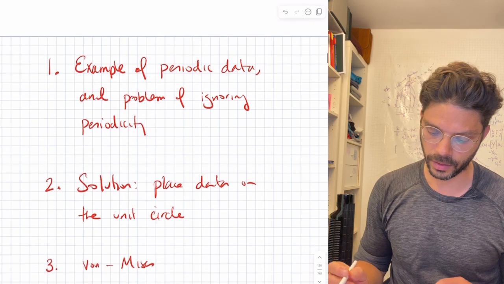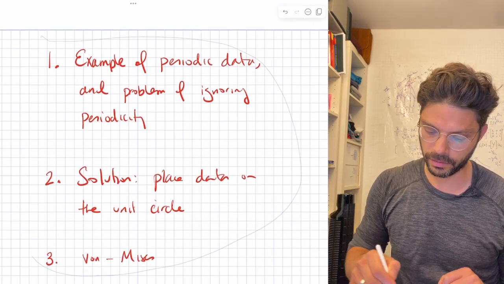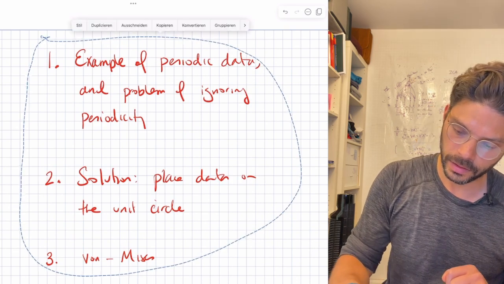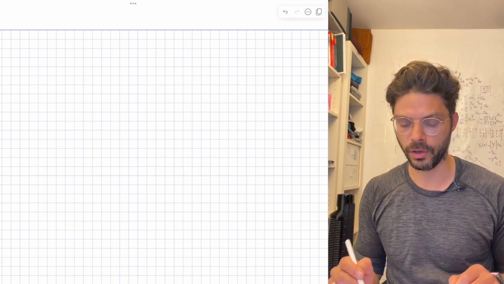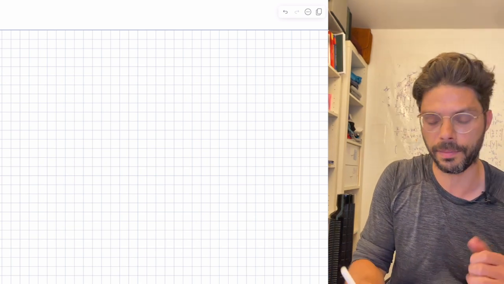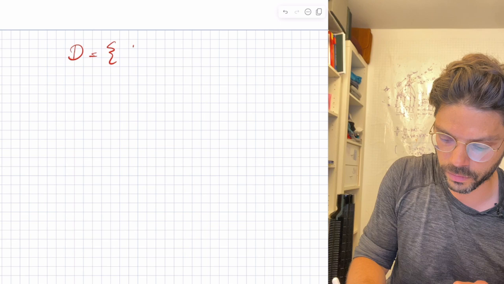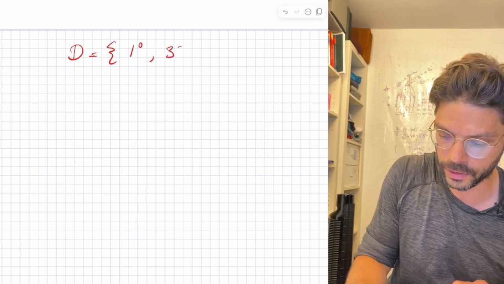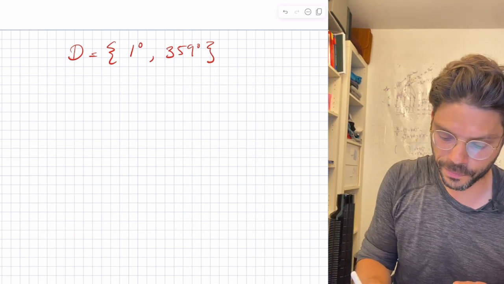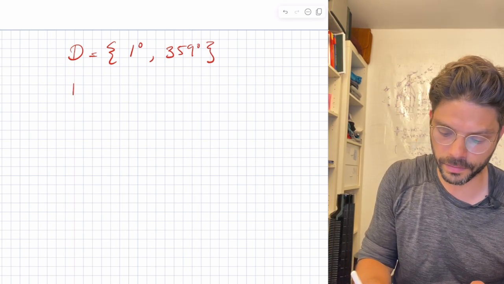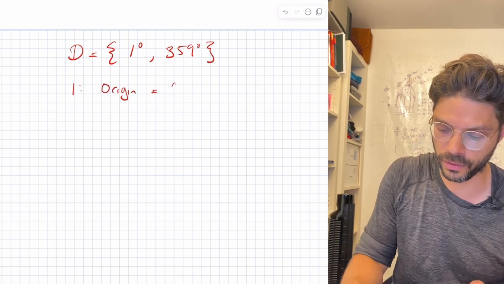So let's go over here. We're going to erase all this stuff. Okay, good. So we've got data points. Let's say our data is equal to 1 degree and 359 degrees. And in our first case, origin is going to equal 0 degrees.